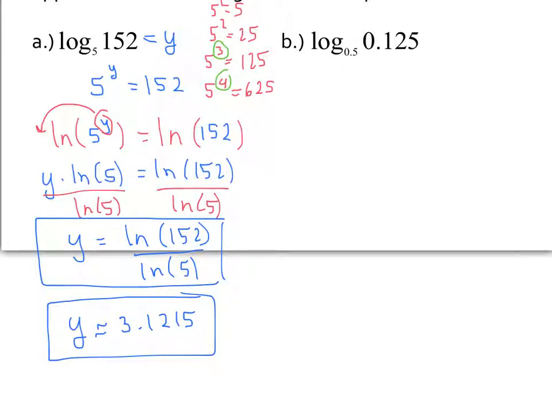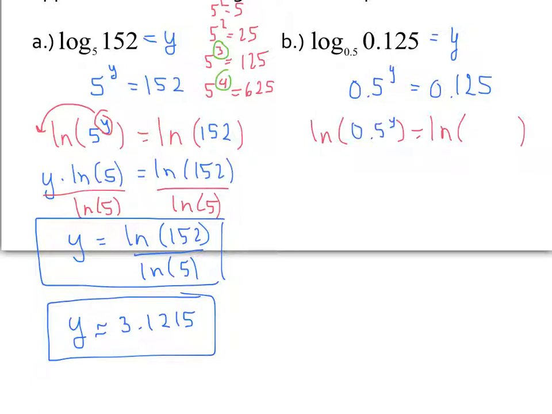Okay. All right, let's do this last one. We set this equal to y. And again, this means that the base 0.5 to the y power is 0.125. Again, I take the natural log of both sides. That means I have the natural log function, and its input on the left is 0.5 to the y. The input on the right is 0.125. The exponent is the y. It comes out to the front. So I have y times natural log of 0.5 is equal to the natural log of 0.125.